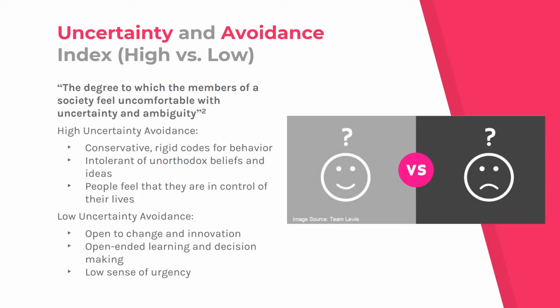So the fourth index is the uncertainty avoidance index, and a high uncertainty avoidance index would indicate that the society is rather conservative and intolerant of unorthodox beliefs and ideas, and people would generally feel like they are having control of their lives. And on the other hand, a low uncertainty avoidance index would mean that the society is open to innovation and new ideas, and have a general sense of lower urgency.